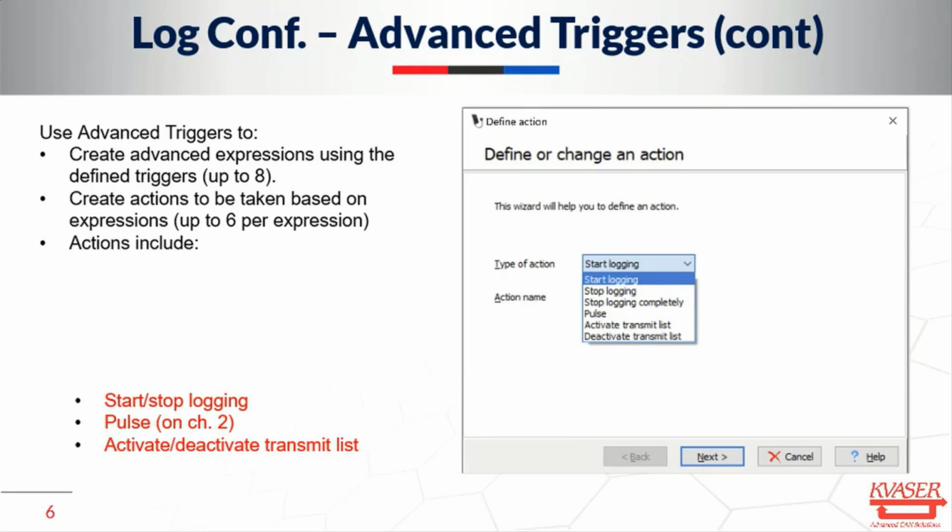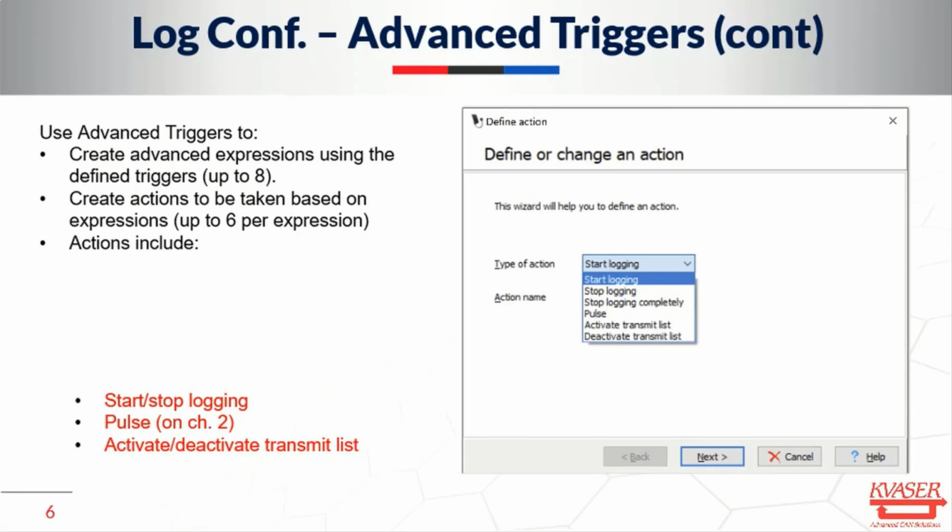So you'd use advanced triggers to, again, create advanced expressions using defined triggers, up to 8 different defined triggers. Create actions to be taken based on expressions, up to 6 expressions, and the actions include start logging, stop logging, pause logging, activate or deactivate a transmit list based on those expressions.